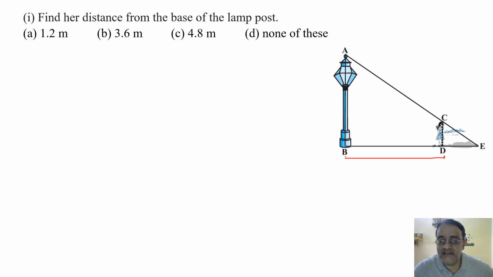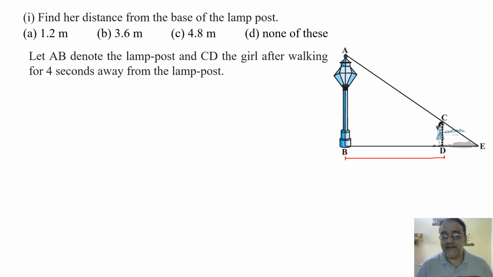So time is given and speed is given. Right. So figure पहले मैं explain कर दूँ. Let AB is the lamp post, CD is the height of that girl, and after 4 seconds the distance is BD. Okay, and DE को मैं X ले रहा हूँ. We will use it later.